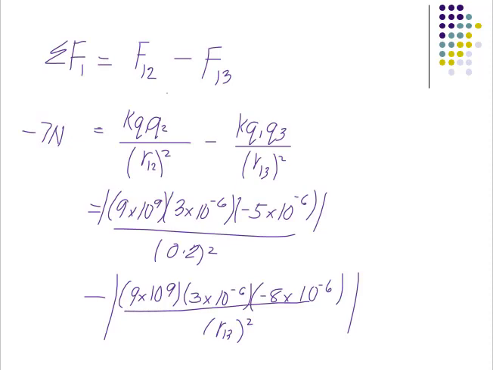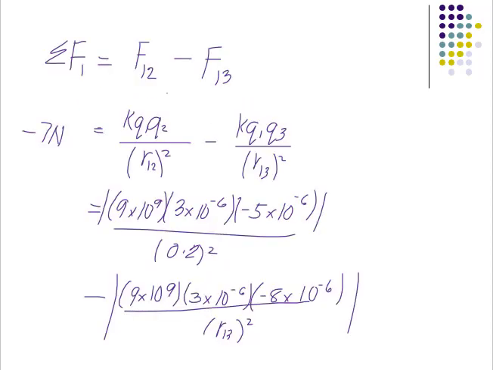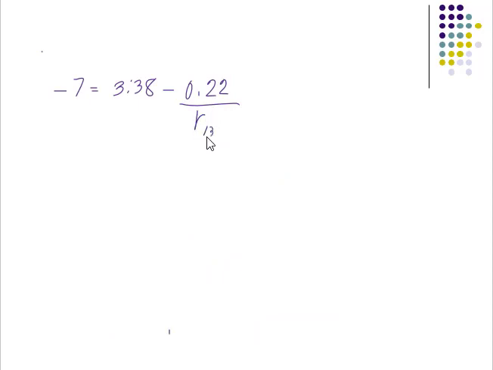And then for this one, let's evaluate that. The numerator, we have 9 times 10 to the 9 times 3 times 10 to the negative 6 times negative 8 times 10 to the negative 6. Okay, it's 216 times 10 to the negative 3, or 0.216. But we have to take note of the negative here, so that's minus, we get the absolute value of this. So that's minus 0.216. We will express up to 2 decimal places, so we'll just have minus 0.22 divided by, we are looking for the distance, R13 squared.